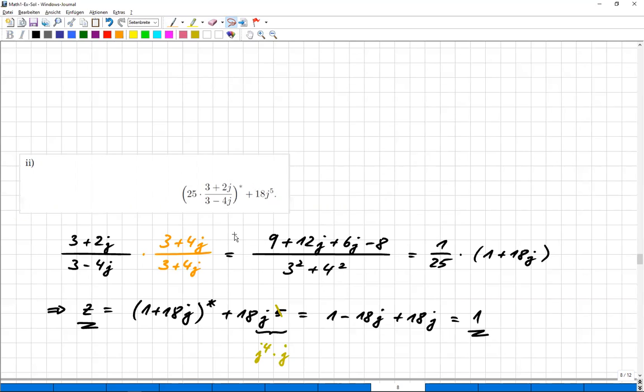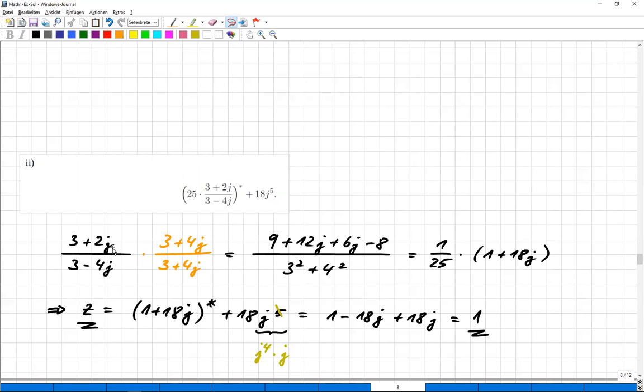Down here it's always the same. By the third binomial formula, I get the square sum of the components. So that's 3 squared plus 4 squared. It's again 25, like before in the other example.